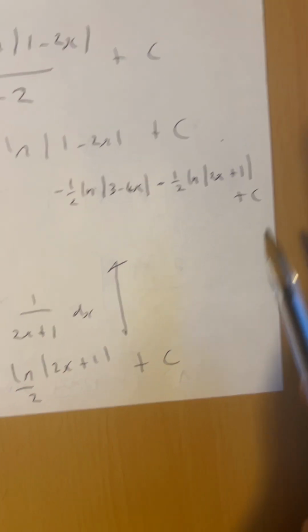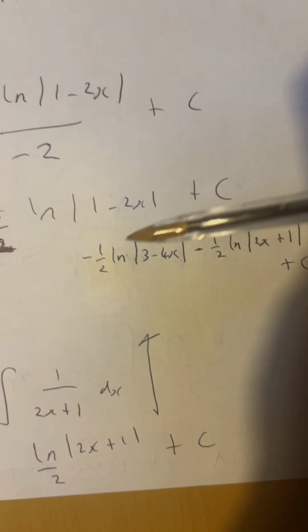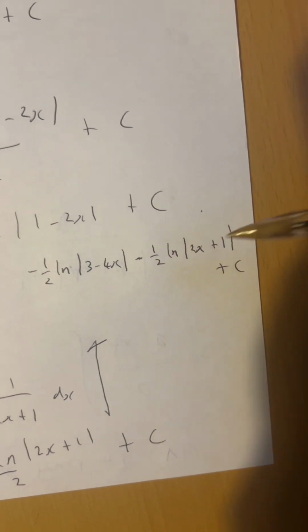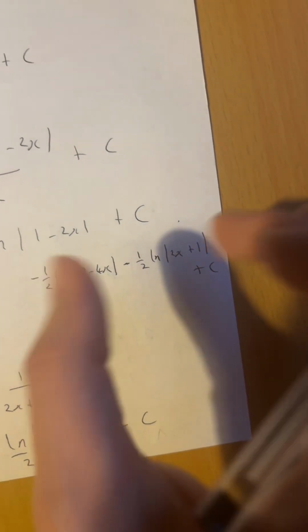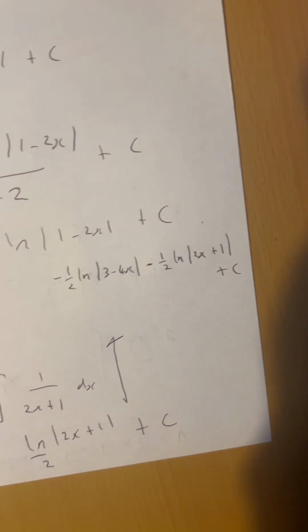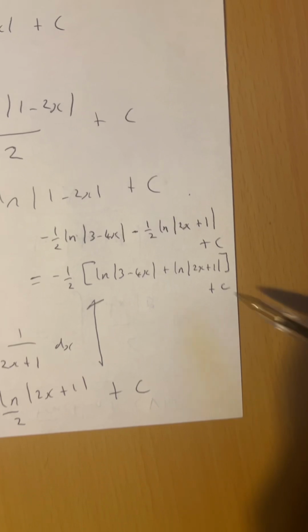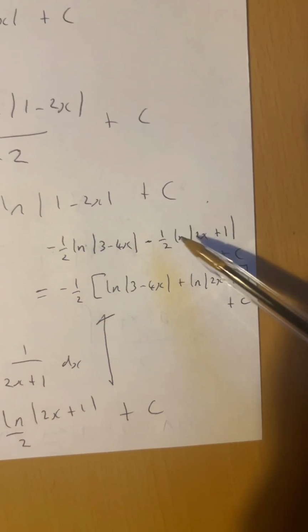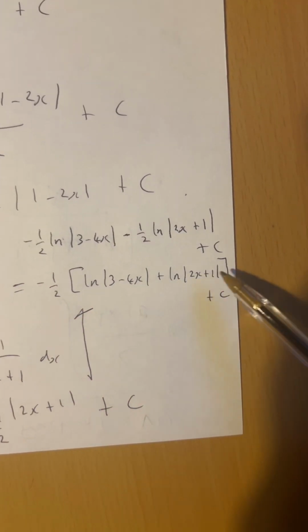So you get minus a half ln of 3 minus 4x, and minus a half again ln of 2x plus 1, plus c. Because these constants at the front of the ln's are the same value, you can actually simplify and combine the log into one log using your rules of logarithms. I know this is a bit of a mess here, but you can factorize out the negative a half, so then you get something like this inside the brackets.